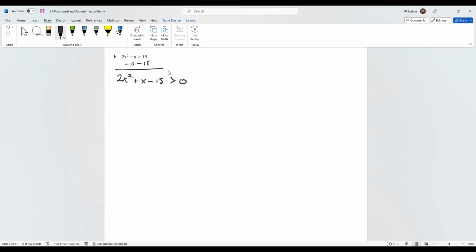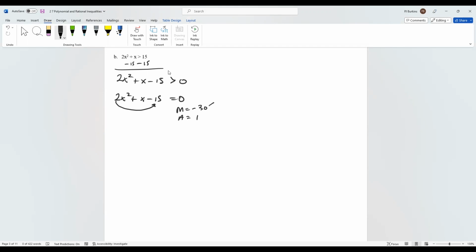Once I have this inequality, I don't really care about the inequality right now. My job at this point is to factor. You could use the quadratic formula if you prefer. So I'm going to do our grouping method. I take the 2 and multiply by -15. So I need two numbers that multiply to -30 and add to 1.